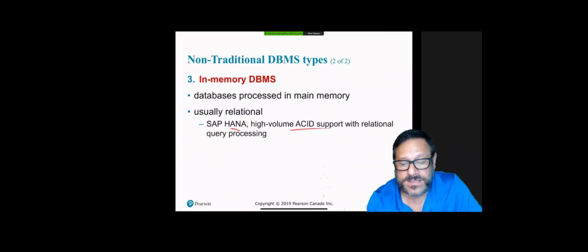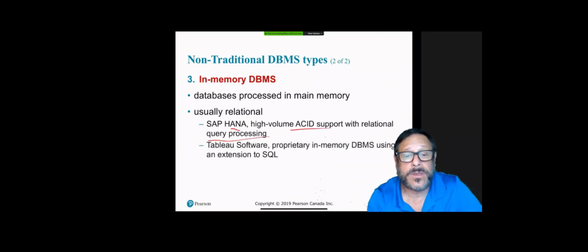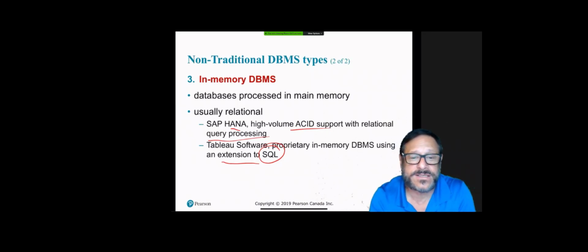SAP HANA is high volume with ACID support and relational query processing. Tableau software has a proprietary in-memory DBMS using an extension to SQL. And again, the textbook goes into more detail on this, but basically what we're saying is we are using a different way of streamlining. If I'm asking the computer to give me every customer in South USA, what it's going to be able to do is go through and section out and find a quicker way. Instead of querying every record, there's going to be a way of processing patterns using this.